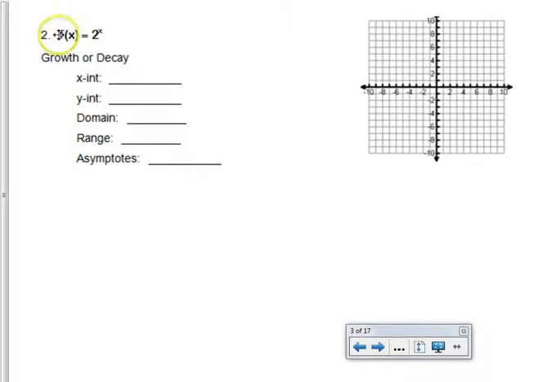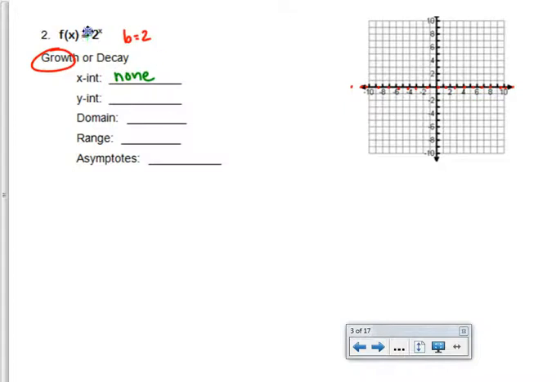This next question is a growth because our base is 2, which is greater than 1. So if I looked on my calculator, which you could easily do, but I don't have time to, I would see that there's another horizontal asymptote at y equals 0, and there's going to be no x-intercept for that reason.